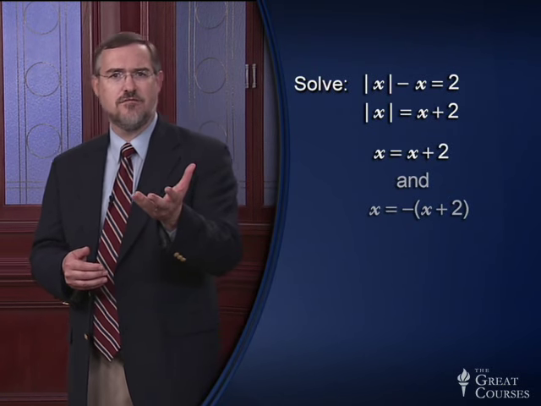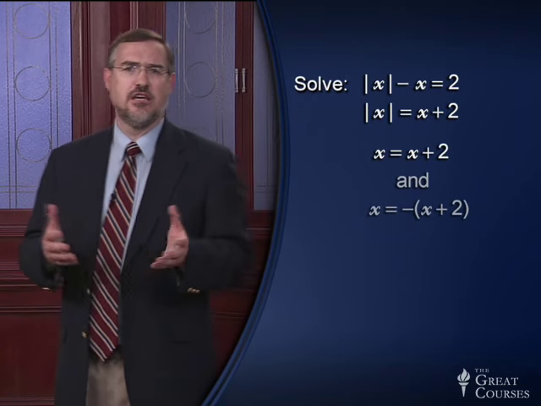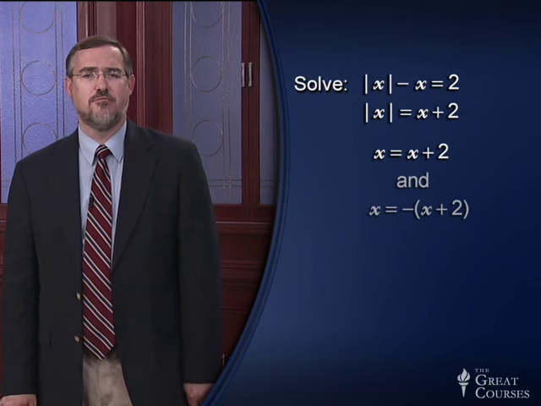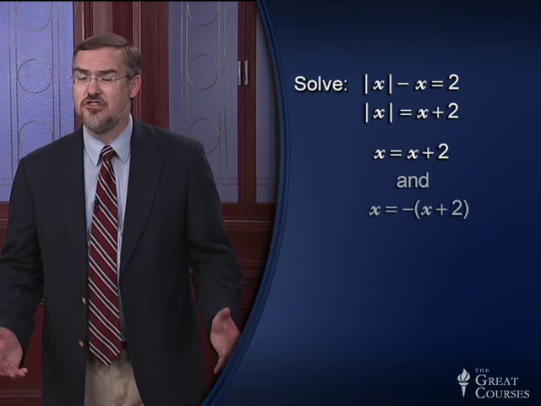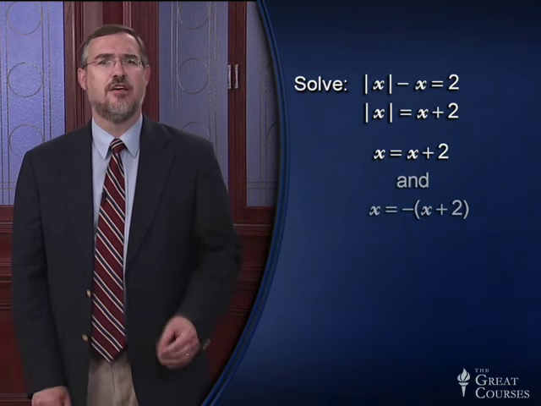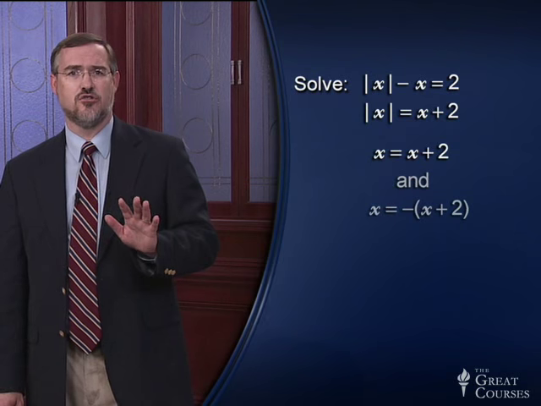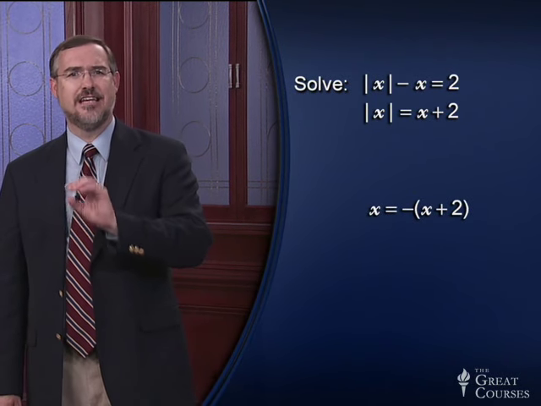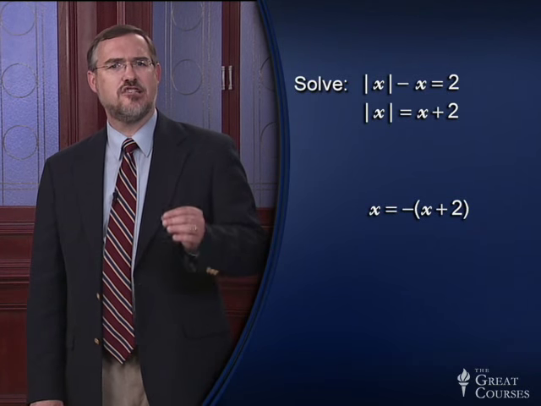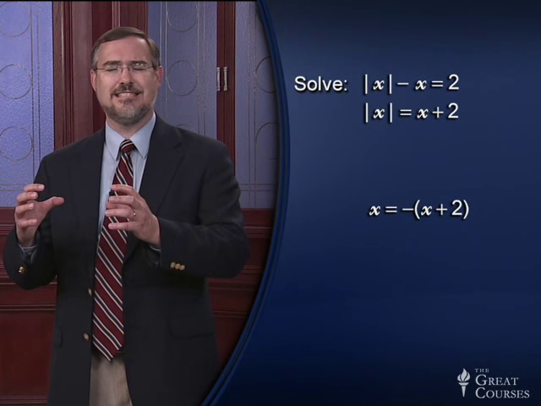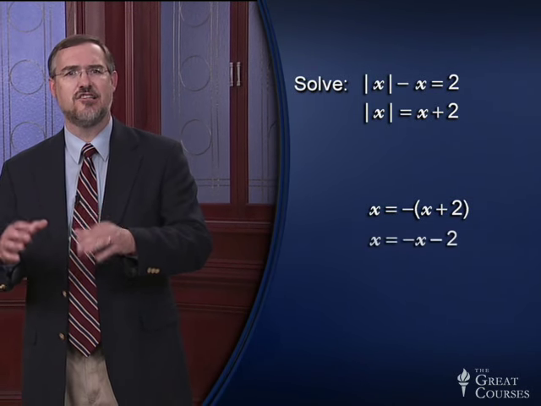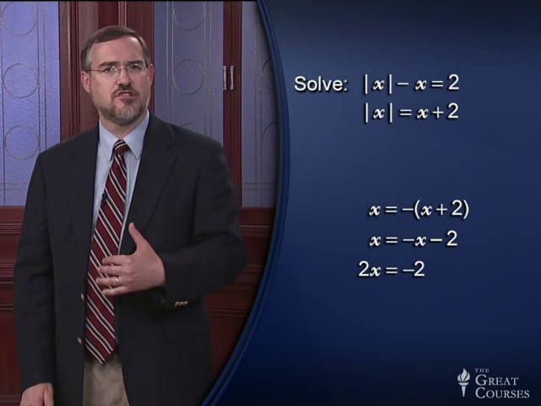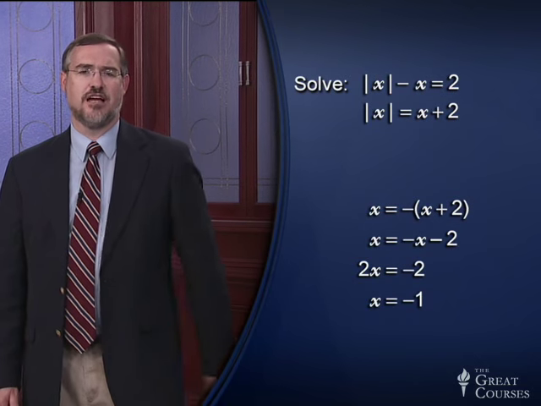The first equation, x equals x plus 2, gives you just 0 equals 2 when you subtract x from both sides. Okay, 0 is not equal to 2. So that equation is not going to give you a solution at all. The other equation that we had gives us something better. x equals the negative of the quantity x plus 2 is the same as x equals negative x minus 2, which is 2x equals negative 2, or x equals negative 1.